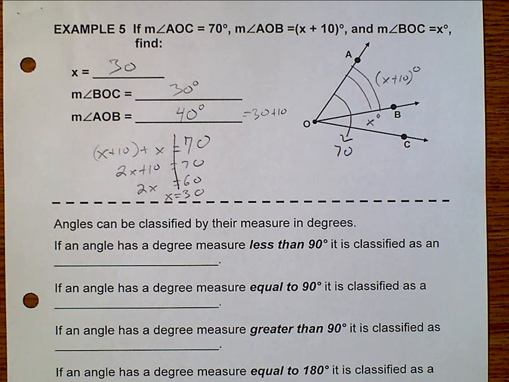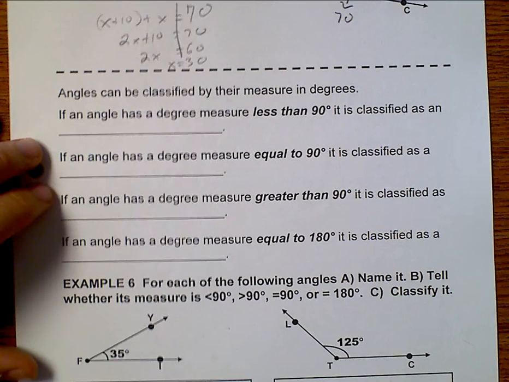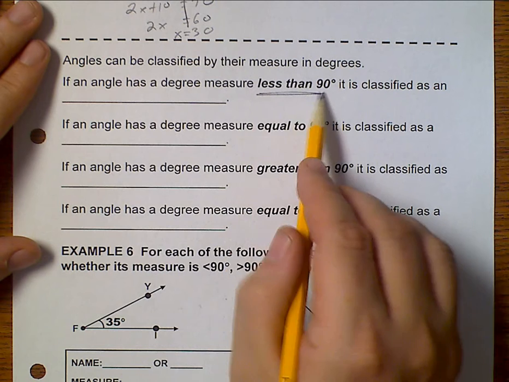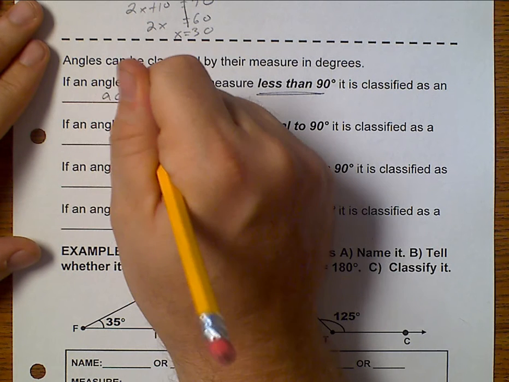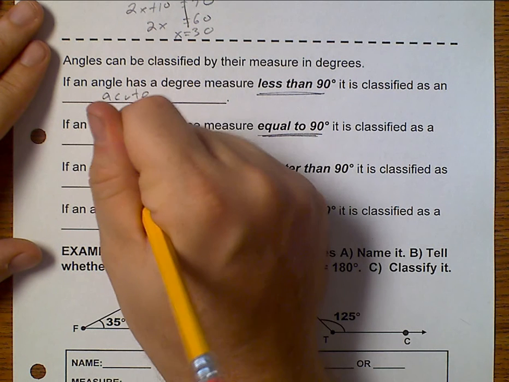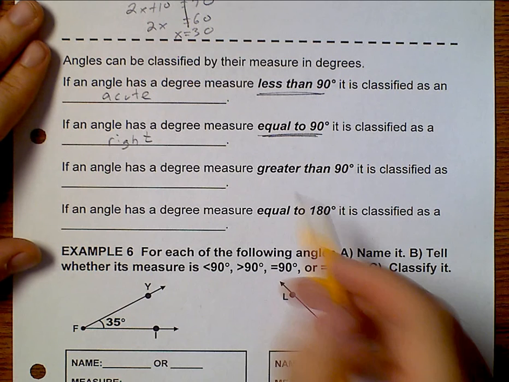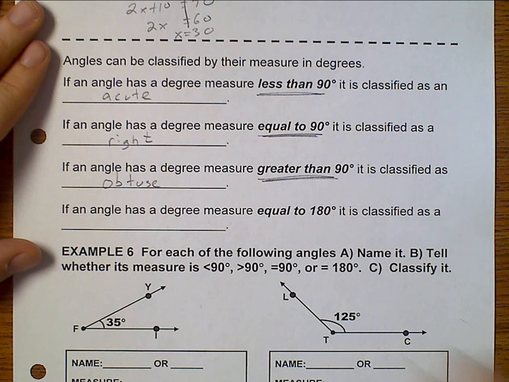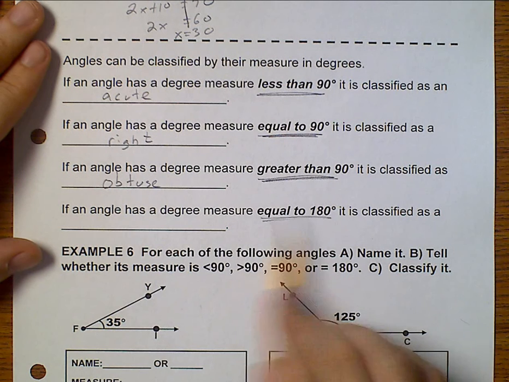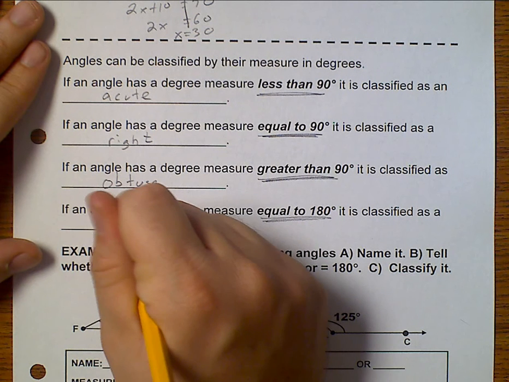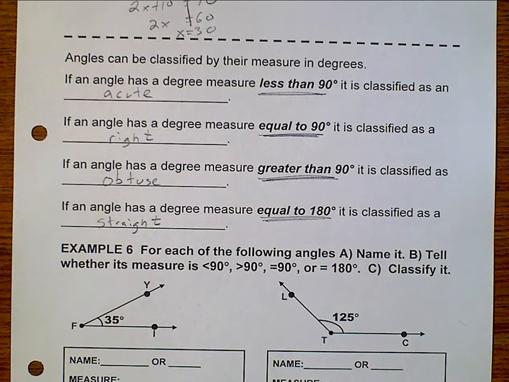The next thing I want to cover in our notes, just some more very basics on angles, is their classification. If we are less than 90, we call that acute. If we are equal to 90, we call that right. If we are greater than 90, we call that obtuse. And if we equal 180, we call that a straight angle. Just vocabulary terms that you need to make sure that you understand.